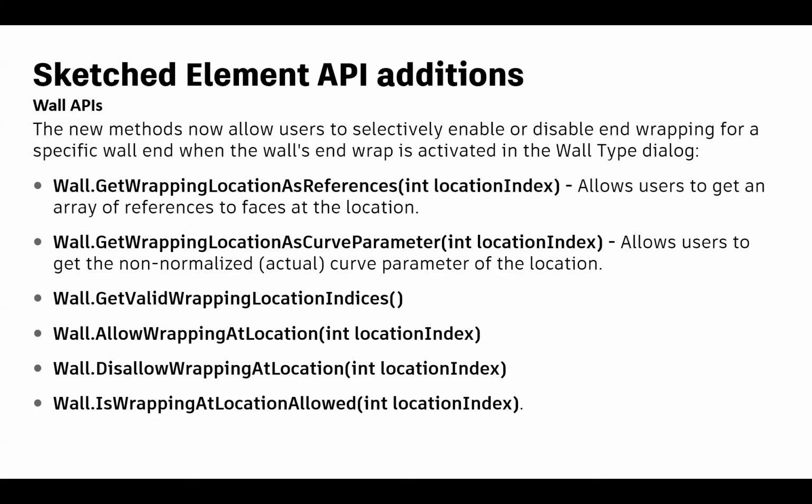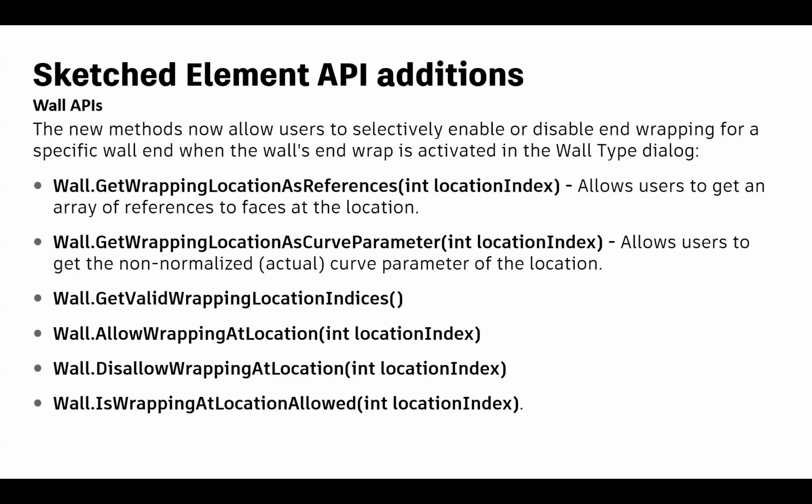There is new functionality for wall APIs. The new methods now allow users to selectively enable or disable end wrapping for a specific wall, when the wall's end wrap is activated in the wall type dialog. Wrapping locations: if you can imagine that in plan view, each wall could have wrapping at the ends and also at every insert on the wall.